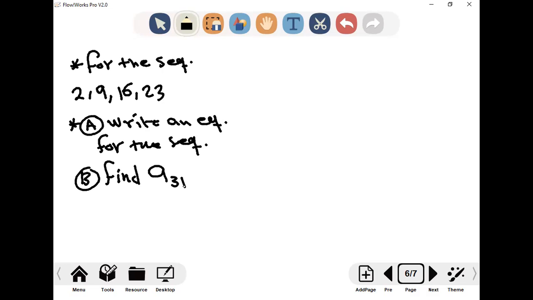Is it arithmetic? Yes. 9 minus 2, 7. 16 minus 9, 7. 23 minus 16, also 7, right? So the common difference is 7. First step, write an equation. Second step, find a31. Go.